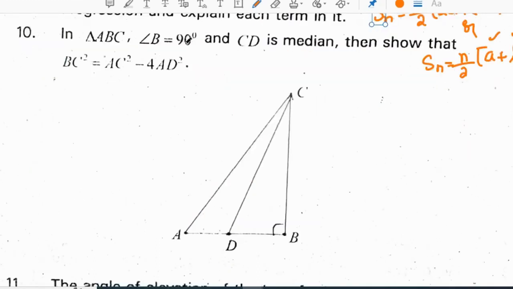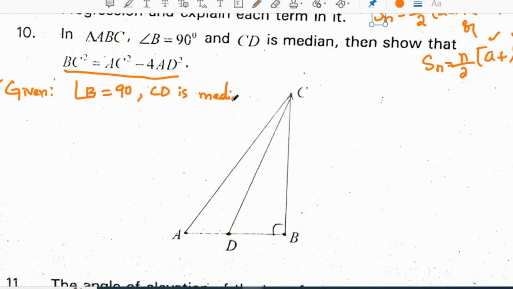In triangle ABC, angle B is 90 degrees, CD is median, then show that BC square is equal to AC square minus 4AD square. So whenever such type of diagrammatic problem is given, you have to take these steps. Given: in triangle ABC, angle B is 90 degrees and CD is median. Whatever condition is there, you have to take the step. Required to prove, or to prove, BC square is equal to AC square minus 4AD square, and the diagram we have to draw in the answer sheet, then the actual proof comes. So drawing this diagram and these two steps carry some marks.